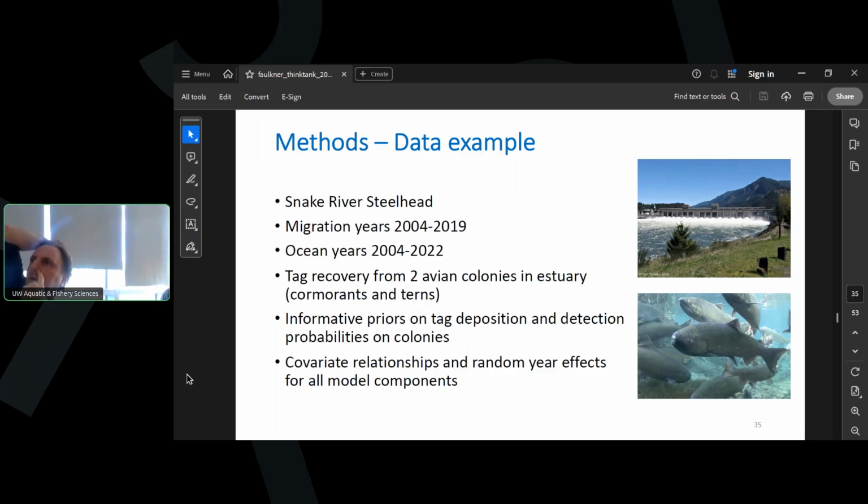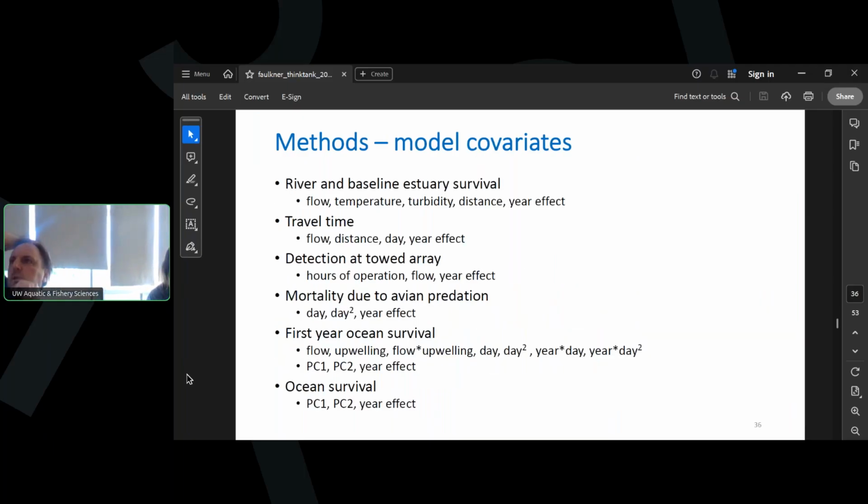Okay, next slide. So quickly, for the river survival, there was flow, temperature, turbidity, distance, and a year effect. Travel time had flow, distance, day, and year effect. Detection probability at the trawl, like I said, the hours of operation are pretty critical to that, and then flow and a year effect. All these year effects are for absorbing things that the covariates don't. Then I could definitely do other models for avian predation. I just used day and day squared.